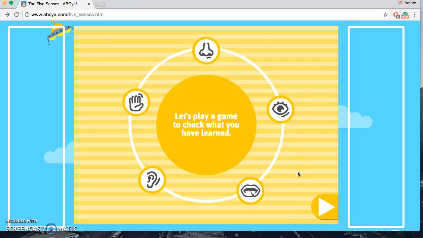Now, the game will read the sentence or the question on the screen, and then I will repeat it as well. And now you will hold up the sense that is being used in this situation. I'm going to do a few with you, and then you can do the rest at home. This is just a little extra practice for you to help you understand the 5 different senses.